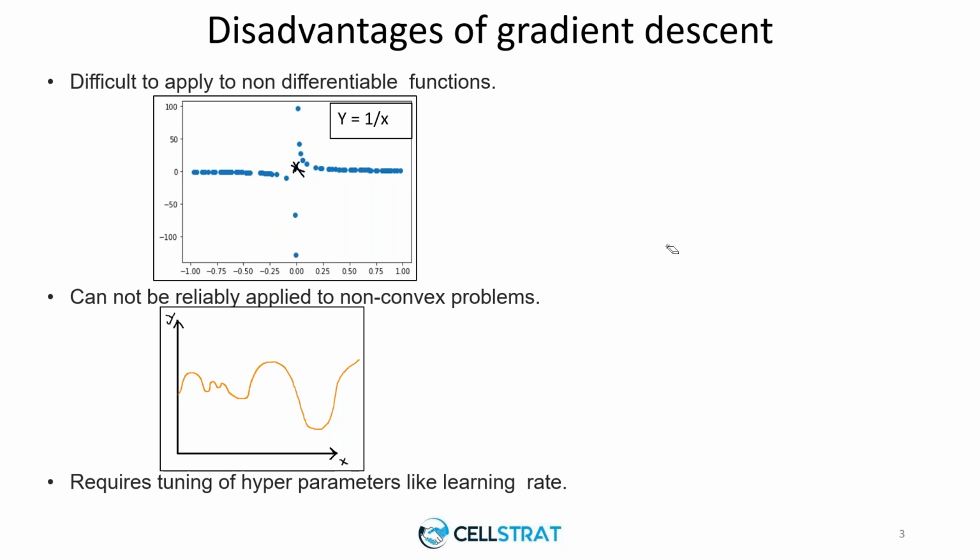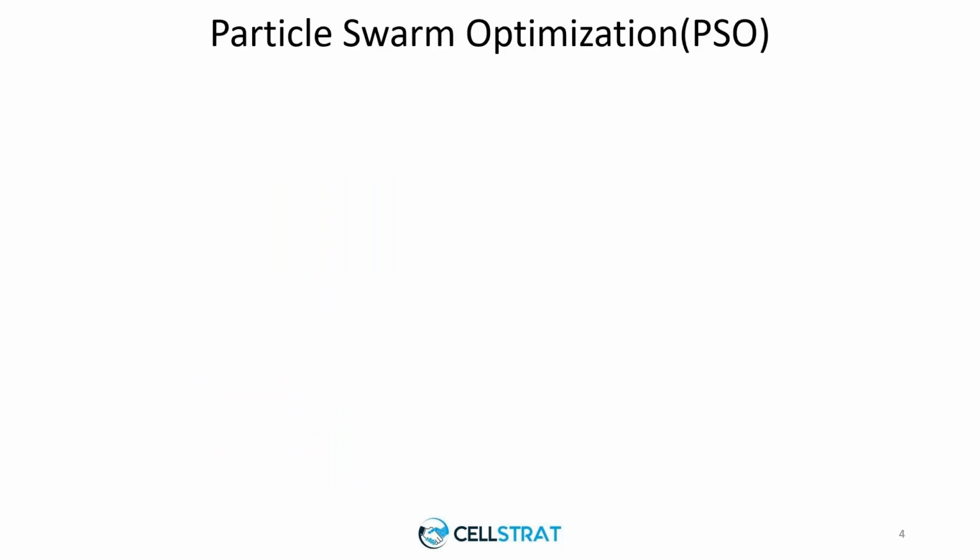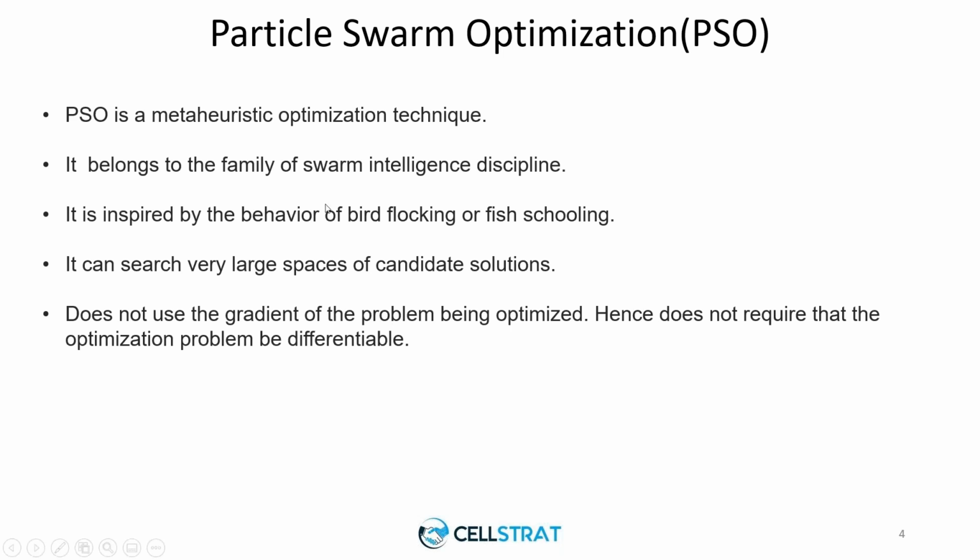Okay, fine. So moving forward, to overcome these problems of gradient descent or any optimization algorithm that works on the principle of gradient, we need to start looking out for other options. So to help us, we have other optimization algorithms like particle swarm optimization. So what exactly is particle swarm optimization? It is a meta heuristic optimization technique.